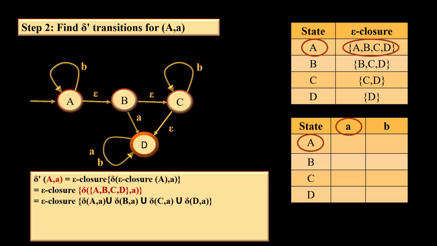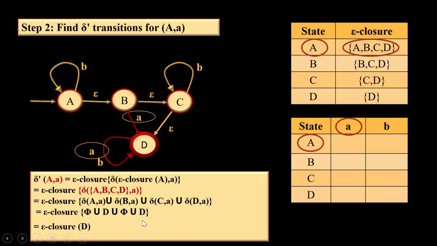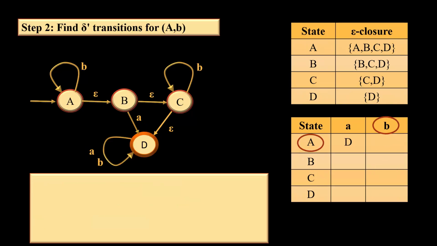Now, if we look at the NFA given above, there is no transition on A from B; there is a transition from A to D. Then from C, there is no transition, and for D there is a self loop. So ultimately, we will consider E closure of D, since there was a move from A to D, and D on A since there was a self loop on A. So we will have E closure of D only. What is E closure of D? As per the table, E closure of D is capital D. So that means A comma A will include capital D. Likewise, we shift to A comma B.